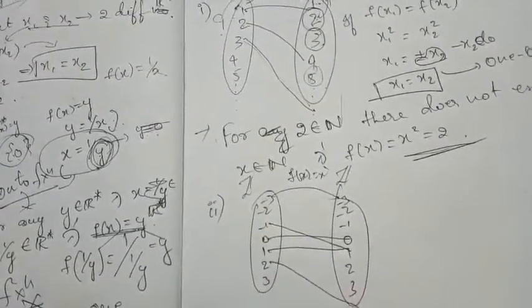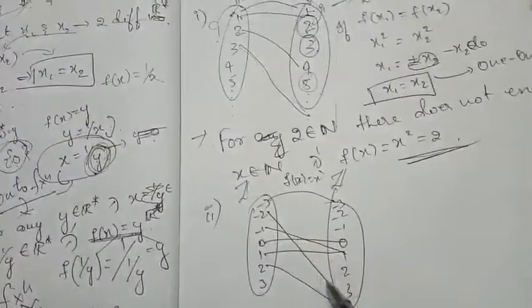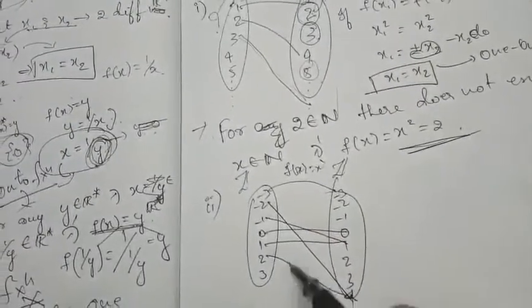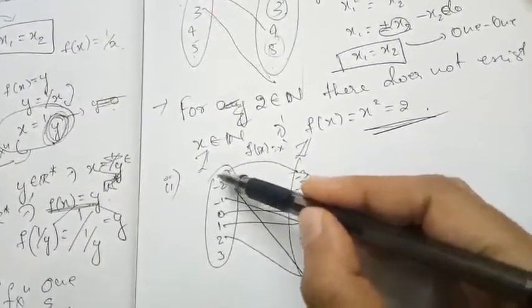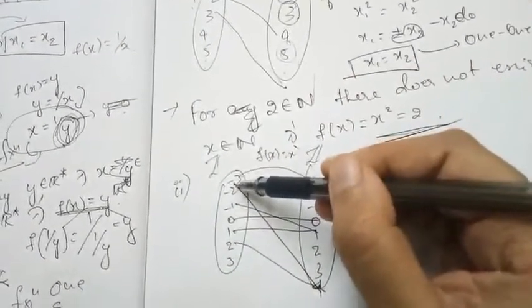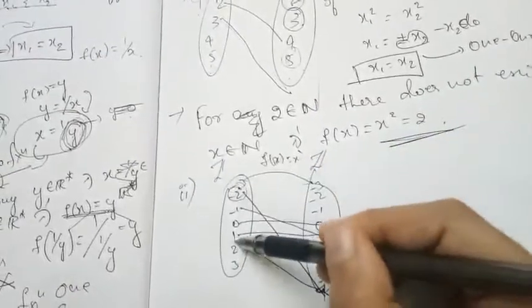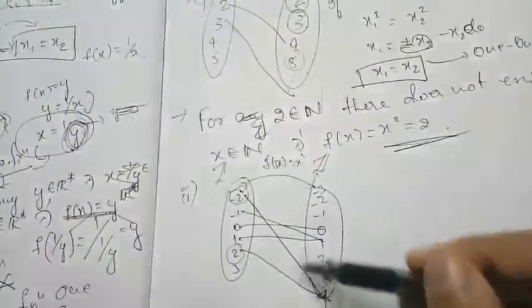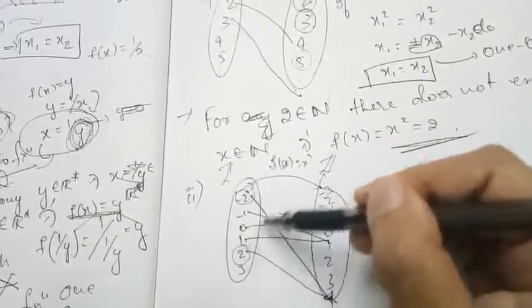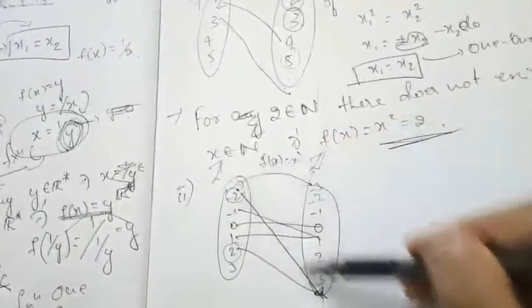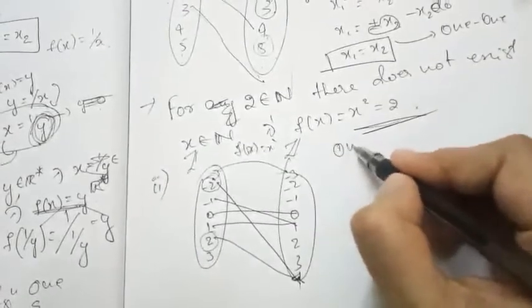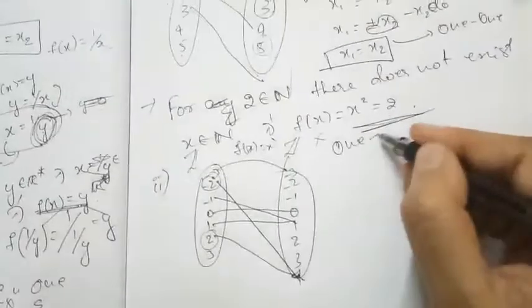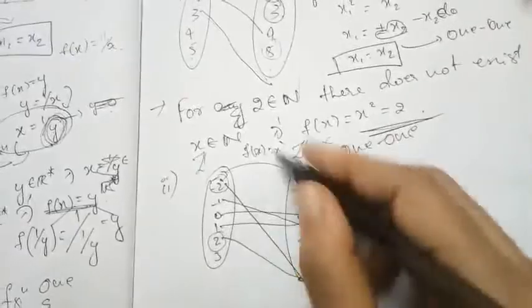For 2 it is 4. For minus 2 it is also 4 only. So like this the mapping will be. So clearly you can see, whatever the elements are there, for -2 and 2 we are having the same image. So for both the elements present in the domain, we are having the same image in the codomain. So it is not a 1-1 function. So this thing you came to know by the mapping.